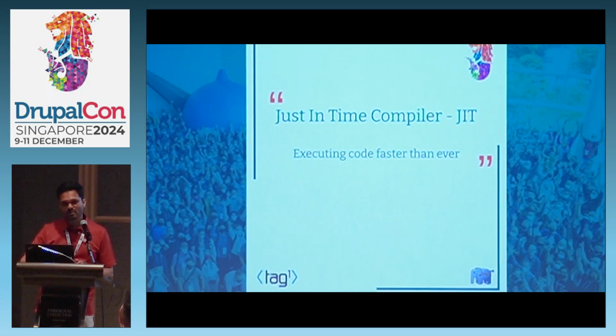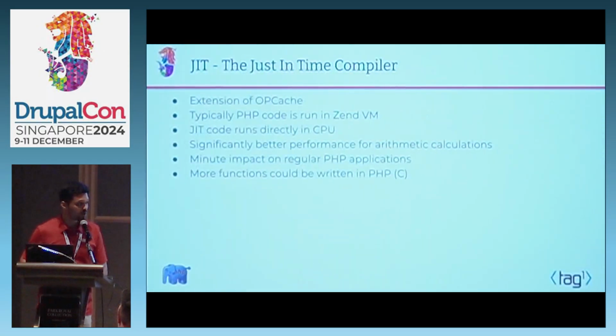So every time a PHP application is run, the PHP code gets compiled into machine code, and then the PHP virtual machine, or the Zend VM, runs it. And it happens on every request. And it is an expensive process. But to solve that, PHP 5.6, if I'm not wrong, introduced opcache.